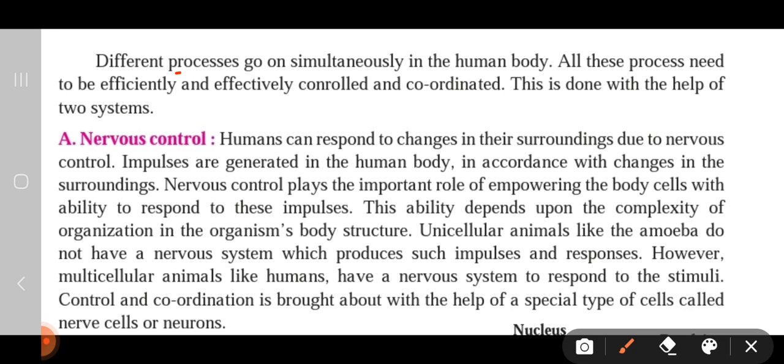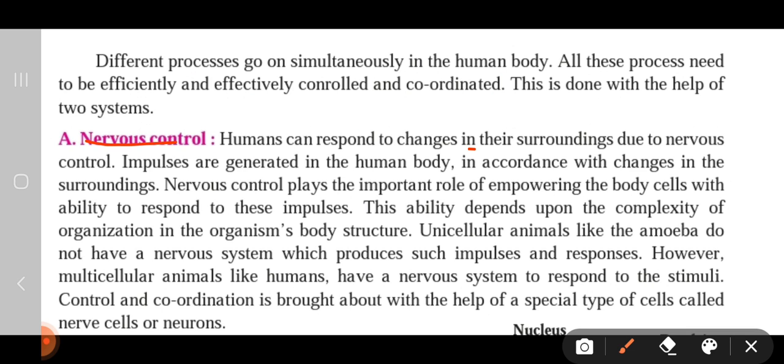Different processes go on simultaneously in the human body, and all these processes need to be efficiently and effectively controlled and coordinated. This is done with the help of two systems, that is nervous control and chemical control, which take place in our body. Let us understand one by one how these two, nervous control and chemical control, help us to carry out the process of coordination in different systems of our body.